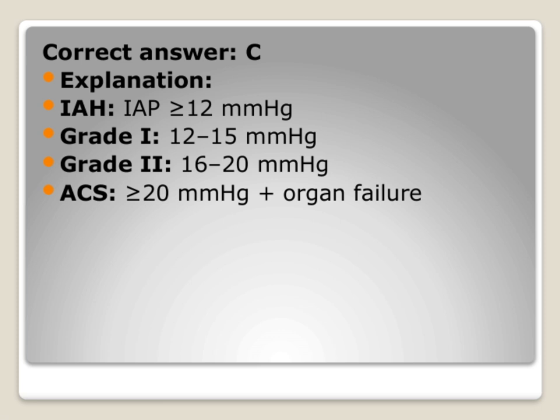Now, when we move to ACS, or abdominal compartment syndrome, the threshold is generally an IAP of 20 mmHg or higher, but importantly, this is accompanied by signs of organ failure. This highlights how critical it is to not only measure the pressure, but also assess the patient's overall condition. Connecting this back to our overall theme, understanding these pressure thresholds helps us determine the severity of intra-abdominal hypertension and guides our clinical decision-making. Recognizing these grades and their implications can be vital in managing patients effectively and preventing further complications.